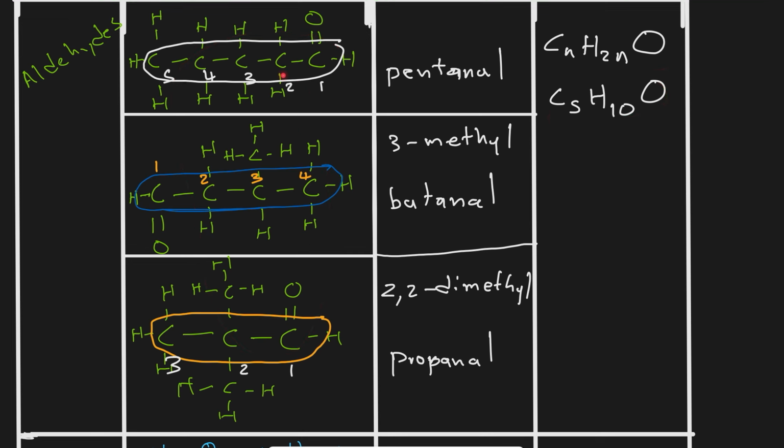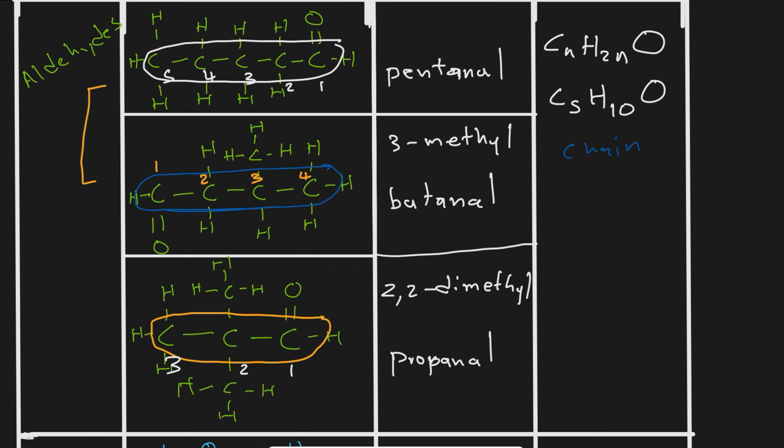So that means they have the same molecular formula, but different structural formulas. So they are called isomers. But now, what type of isomers are these? If you look at this one, in between, we're going to have a chain isomer, since the main chain is now different.